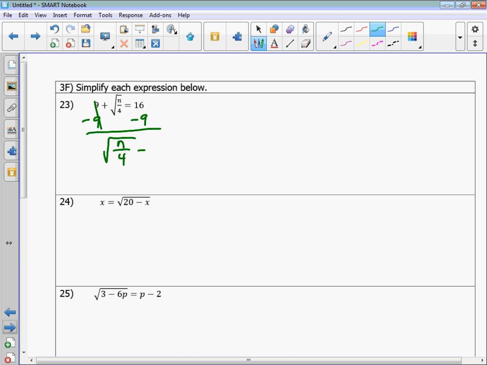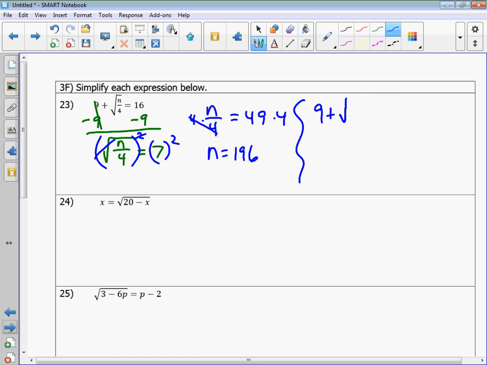So square it. n divided by 4 equals 49, multiply by 4. 49 times 4 is 196. And you should check it by substituting in: 9 plus the square root of 196 divided by 4 has to equal 16. So we do 196 divided by 4, it's 49. The square root of 49 is 7, and 9 plus 7 equals 16, which equals 16. That's good. So that is a good answer.